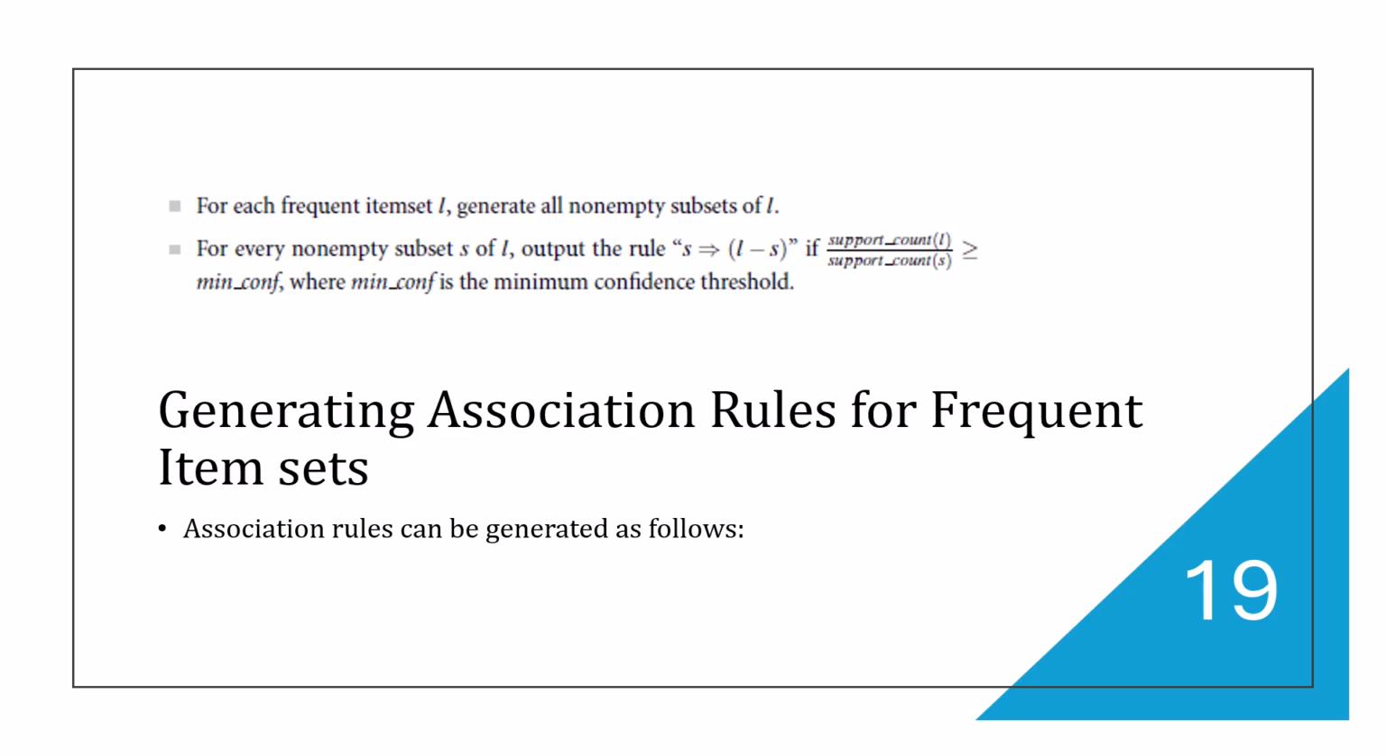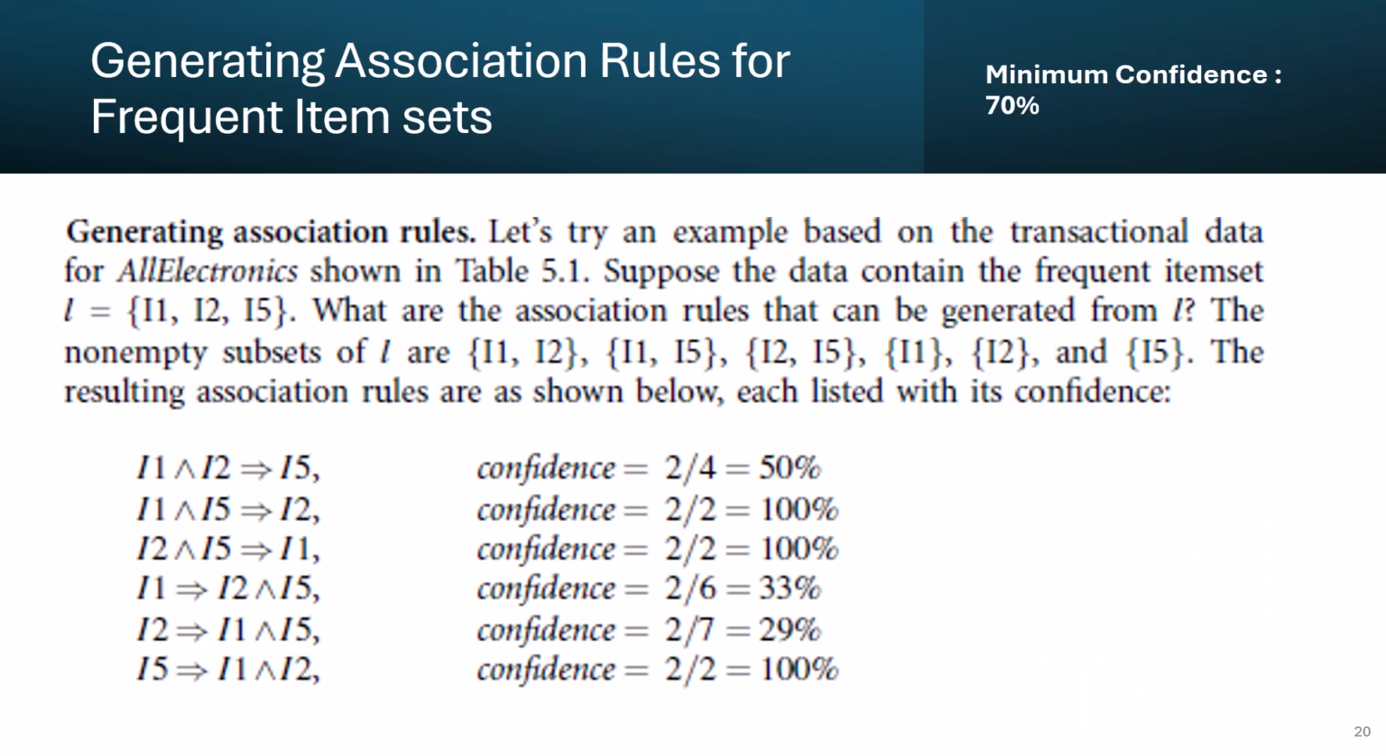For each frequent itemset L, generate all non-empty subsets of L. For every non-empty subset S of L, output the rule S implies L minus S if the confidence is at least the minimum confidence, where minimum confidence is the minimum confidence threshold. Generating association rules for frequent itemsets.